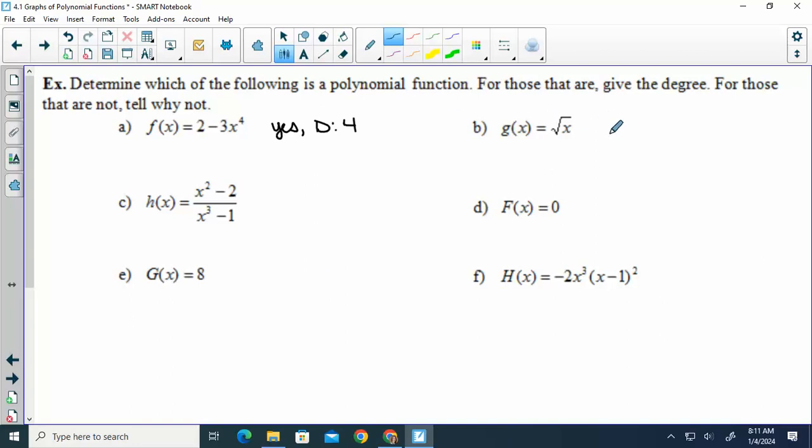B, is this a polynomial? No. A square root is the same thing as saying x to what power? And I told you that in a polynomial, we can't have fractions or decimals. So this is no. And the reason is because we have a fraction exponent.